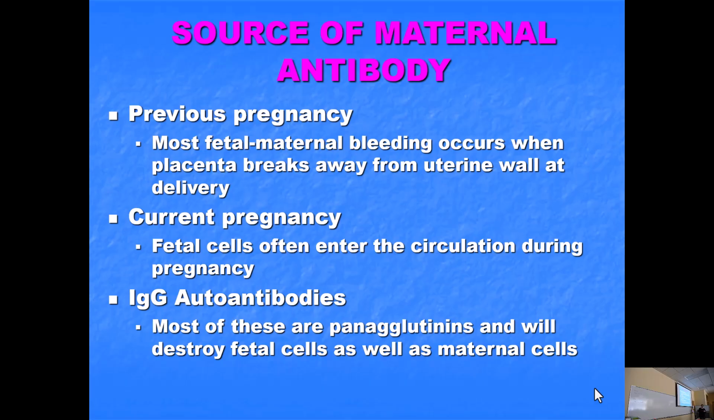So, previous pregnancy, that's where most of these come from. I've always been amazed with like the Duggars. She's had, what, 19 kids? How could she even have a kid? How is she not exposed to like 6 million antibodies? I don't know.